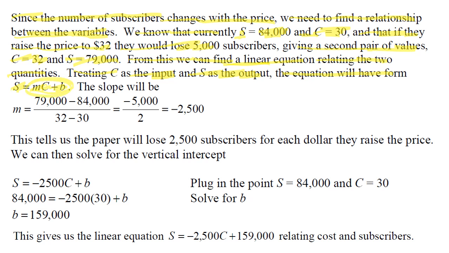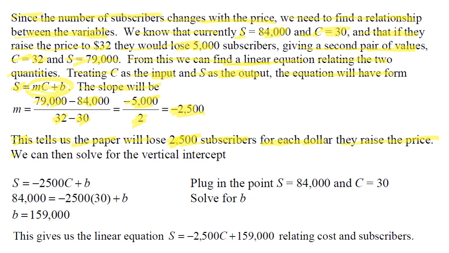Linear equation. The slope being the change here in the number of subscribers over the change in the price. Okay? Giving us negative 5,000 over 2, or negative 2,500. This tells us that the paper will lose 2,500 subscribers for each dollar they raise the price. Okay? Now, you could have deduced that by saying, well, 5,000, they raised it by $2. Therefore, if they raise it by $1, they'd lose 2,500. It should all make sense.